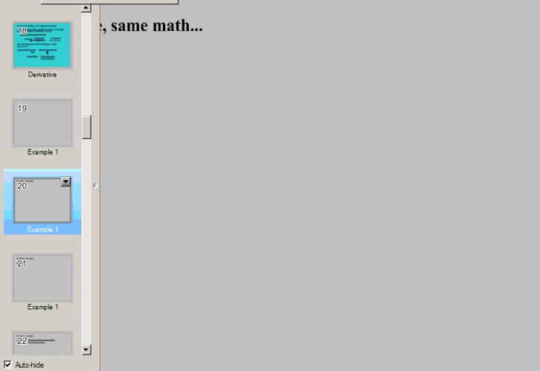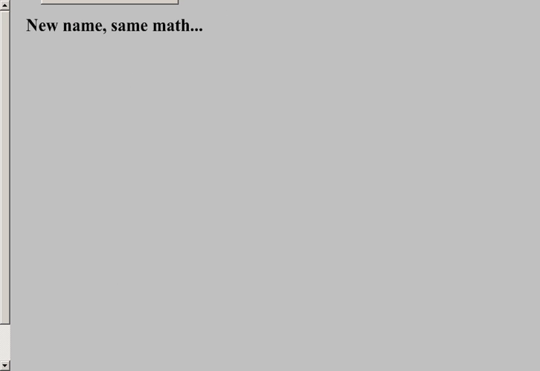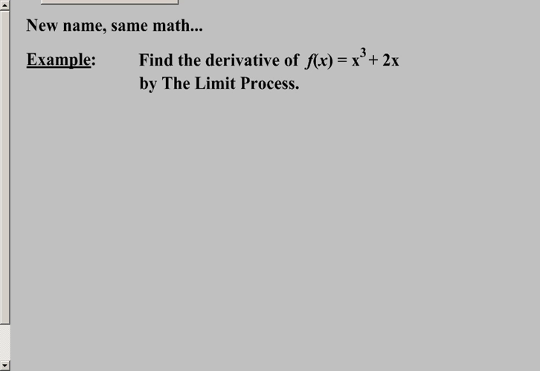Okay, so let's take a look at an example here. As we already stated, we're basically just renaming this procedure. It is the same mathematics that we had before, just a new application, or basically a new naming system, for lack of a better way of putting it. So let's take a look at an example. Here we have a function, x cubed plus 2x. We are instructed to find the derivative by the limit process.